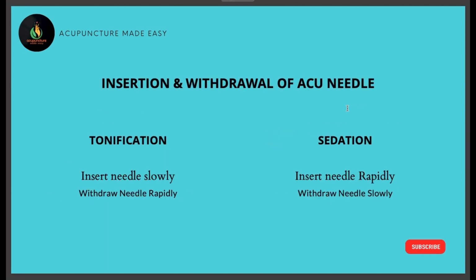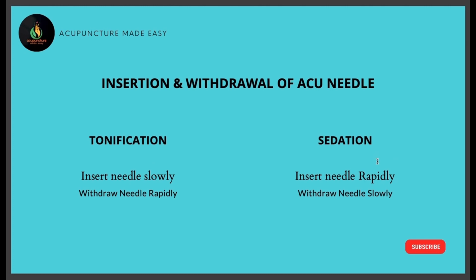The third method is how you insert the needle and how you withdraw the needle, which also gives an effect. When you insert the needle slowly, tonification can happen, because the dispersion of the chi in that meridian is not happening. The chi accumulates, so tonification can happen. Withdrawal of the needle should be rapid, because you don't want to disturb the flow of the chi. So inserting the needle slowly and withdrawing it rapidly gives a tonification effect.